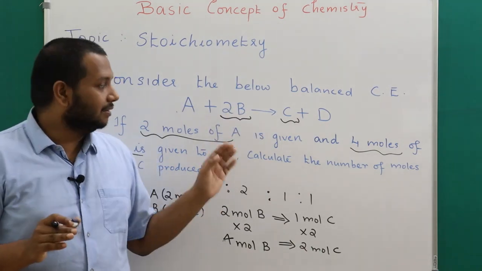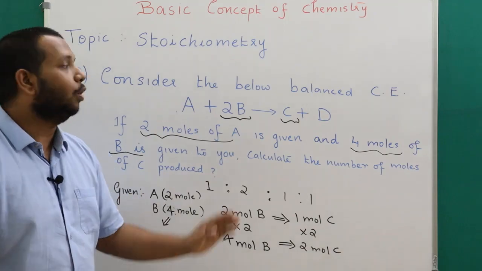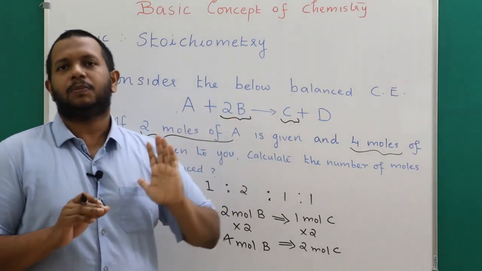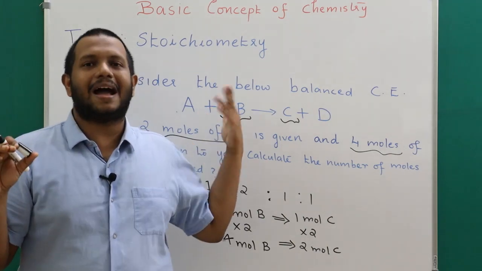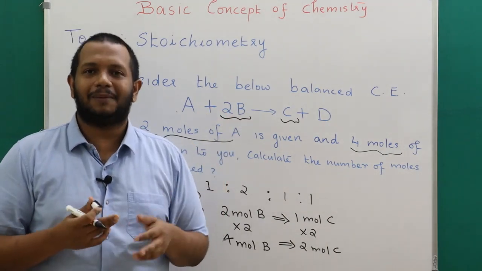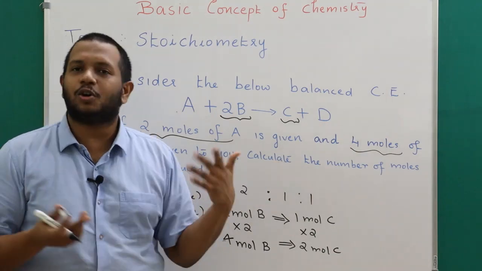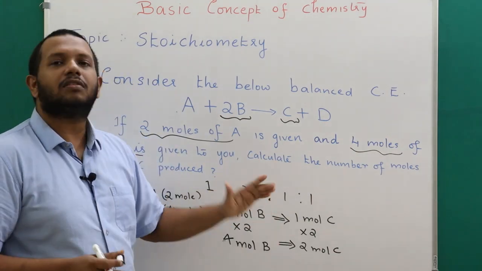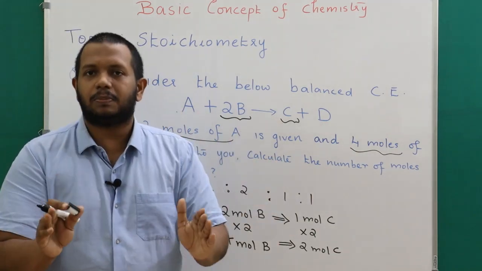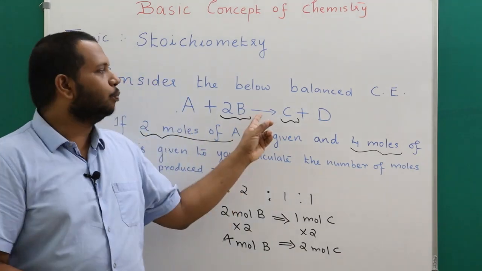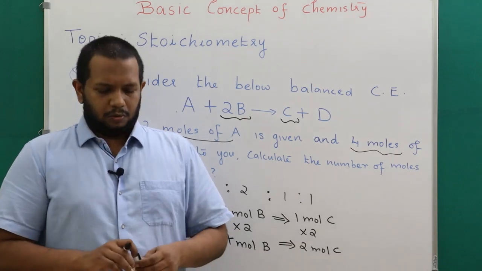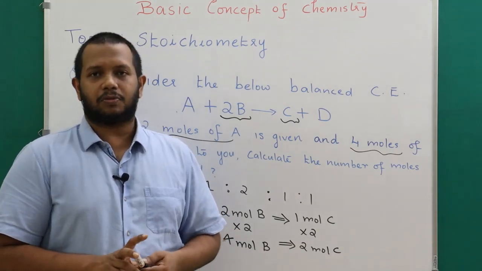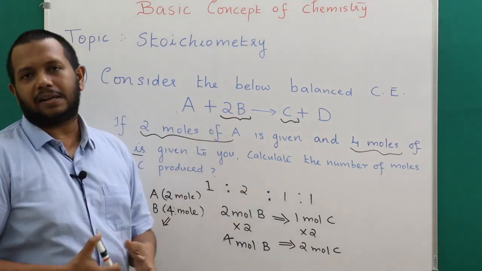And please remember, this method is applicable only if the equation is balanced. If somehow you have forgotten to balance the chemical equation, what will happen? The whole stoichiometric ratio will go wrong and your answers will go wrong. So if you are following this method, first ensure that you are able to balance the given chemical equation. Understood? So we will go to the next type of questions and try to analyze that.